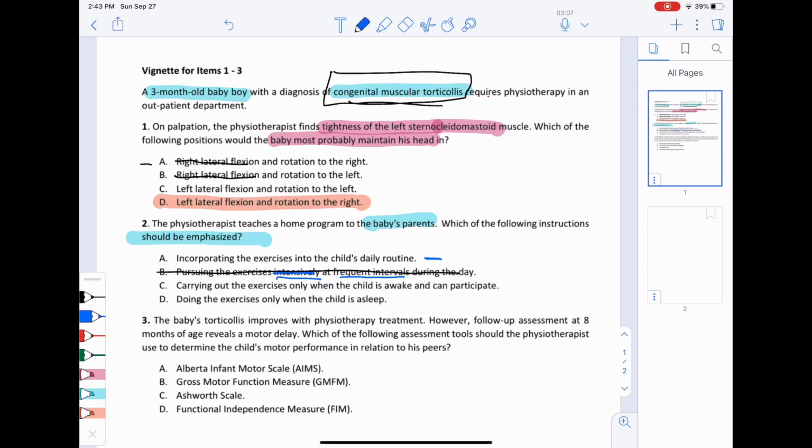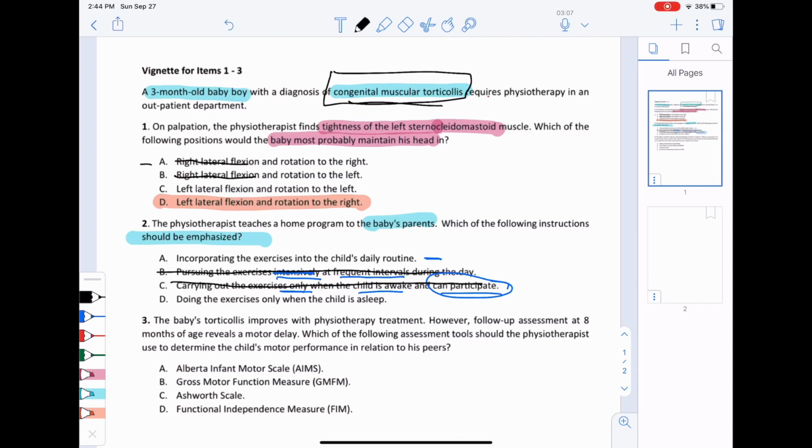Okay, the next option, carrying out the exercises only when the child is awake and can participate. Here there are 2 important words, only and can participate. It is not necessary that you carry out the exercises only when the child is awake and can participate. It is good if you do it when the child is awake, but it is not necessary that the child has to participate. The child might not like the stretching at times, but you still have to get the stretching done. So this again would not be the option that we would choose.